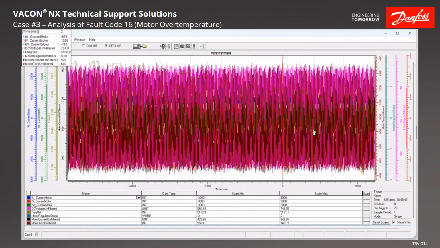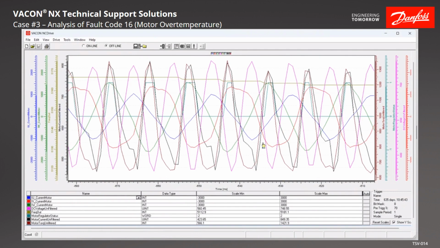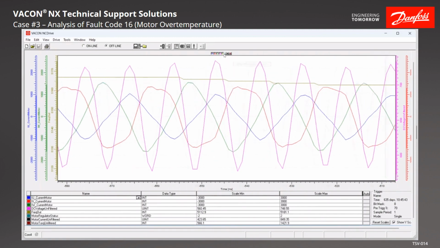So this is a data logger that we had just triggered from the drive. It's just a force trigger, so it's just a drive running along. Let's take a look at what's happening as it's running along. We expand out a section here, and again, it looks like a mess. So let's start to break things down. First, we want to look at our currents and DC bus, so let's get rid of everything else to begin with.